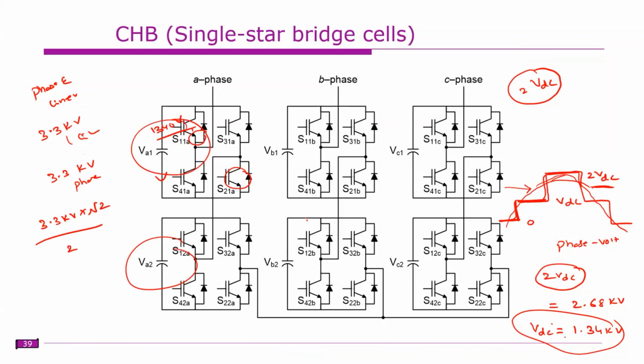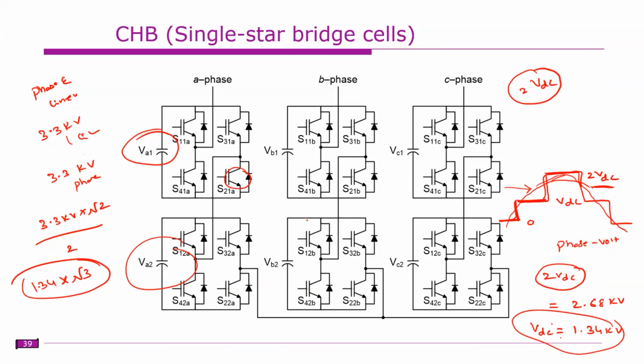So how much is it supposed to increase? Earlier you got 1.34, so now you get 1.34 into root 3. Agree? So in case of delta connection, the voltage across each H bridge is supposed to be increased by root 3 times. Why? Because the phase voltage and line voltage both are the same.